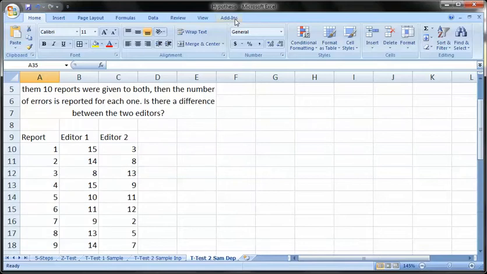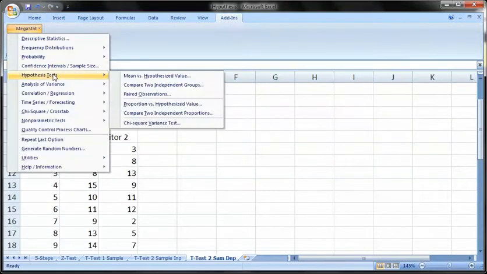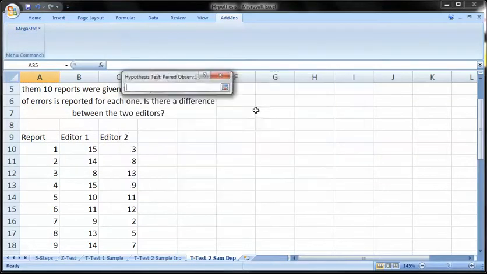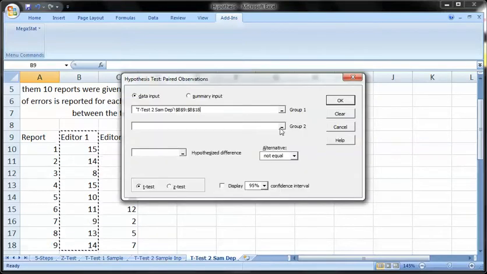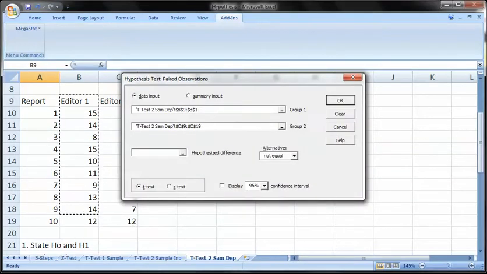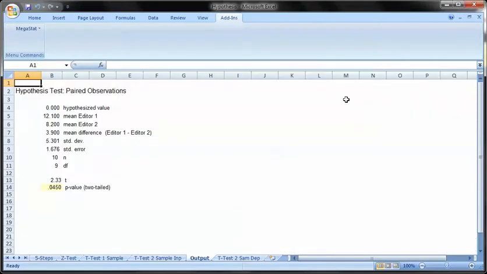Okay. So we go to my add-ins, Megastat, hypothesis test, paired observations. We have data input, group number 1, so editor 1. Group number 2. Again, don't forget to highlight, first off, all the data and the label. And I can quickly change that by changing that number up there. Alternative is not equal. Hypothesized difference, 0. It's going to be a t-test. Looks good. We push OK. You also notice that there's not this additional pooled variance versus unequal variance with this one. So there's not that additional test.